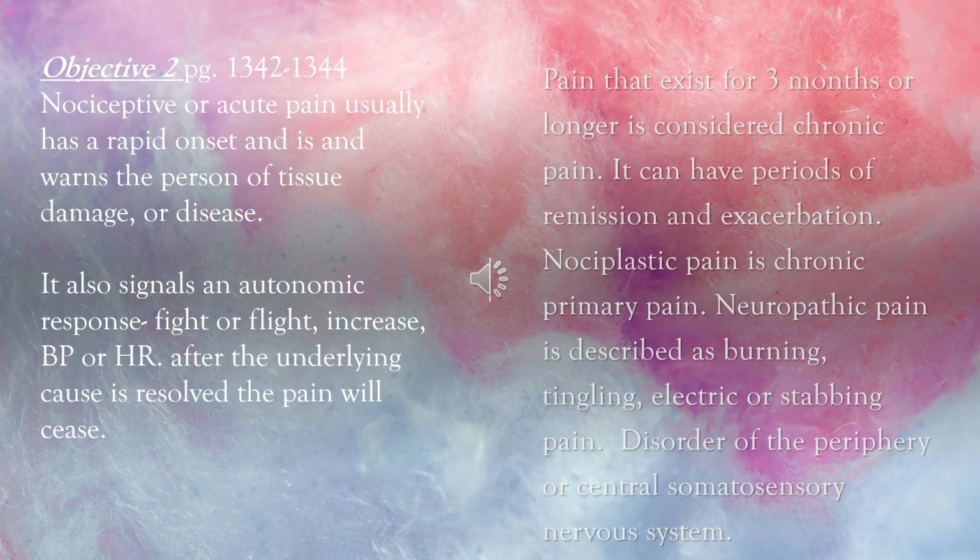Increase in blood pressure can occur, increase in heart rate can occur. After the underlying cause is resolved, then the pain will cease. So this is acute pain. Pain that exists for 3 months or longer is considered chronic pain. It can have periods of remission and exacerbation.